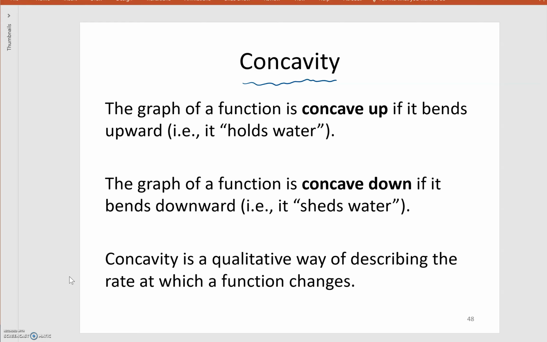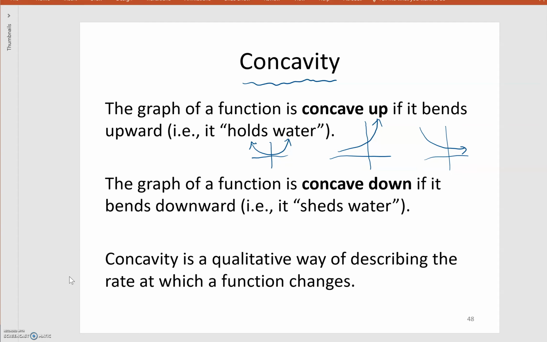So let me sketch a picture of concave up functions. Here is concave up. And here is also concave up. If you glue these two together, you'd have something like that. And there you kind of get the idea of what we mean by saying that it holds water. So this is concave up and increasing. This is concave up and decreasing.